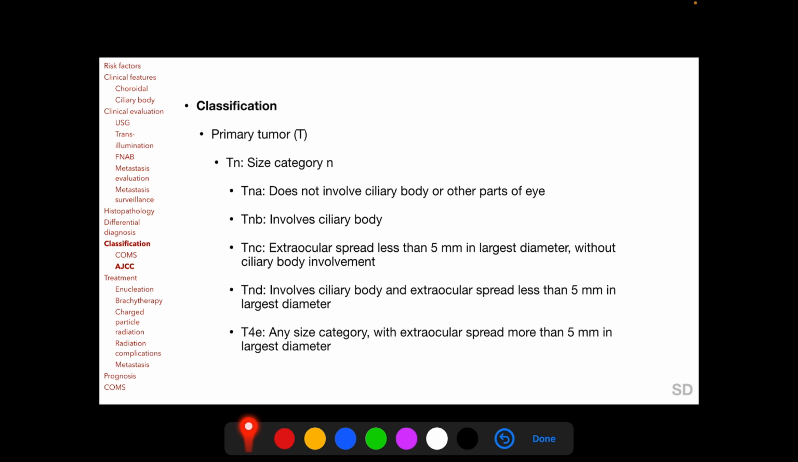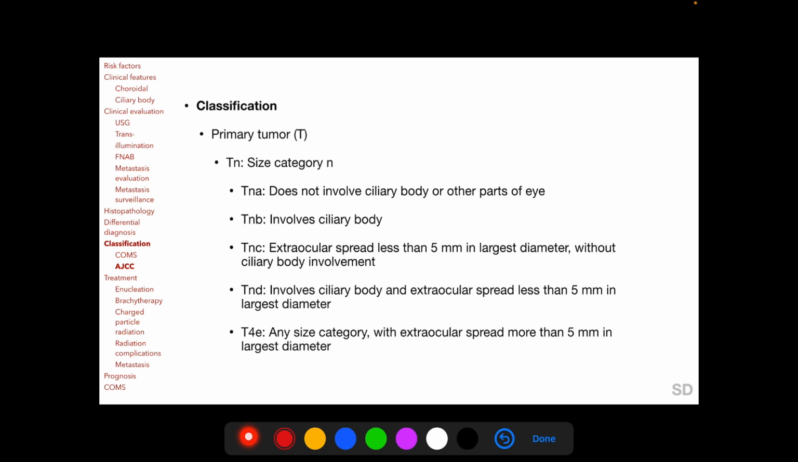The tumor is classified into B subcategory if it involves the ciliary body but it does not have extraocular spread. The tumor is classified into C subcategory if it has an extraocular spread of less than 5 mm in largest diameter but without ciliary body involvement. And the tumor is classified into D subcategory if it both involves the ciliary body and also has extraocular spread but less than 5 mm in largest diameter. Then we have this T4E subcategory in which tumors with extraocular spread of more than 5 mm in largest diameter are included irrespective of their primary size category.